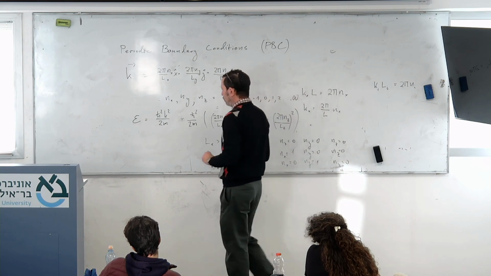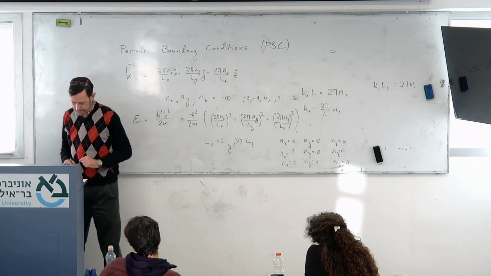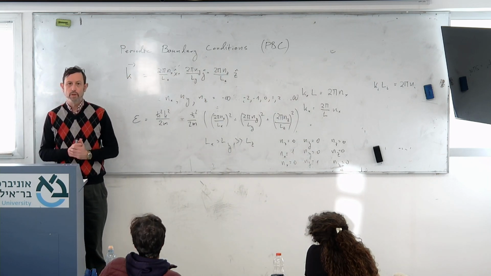Okay, so we have our eigenvalues. How do we normalize it?